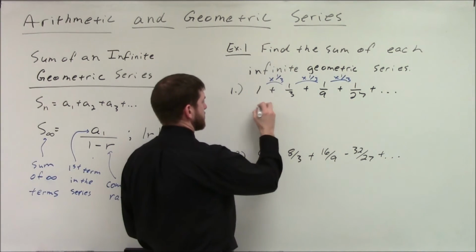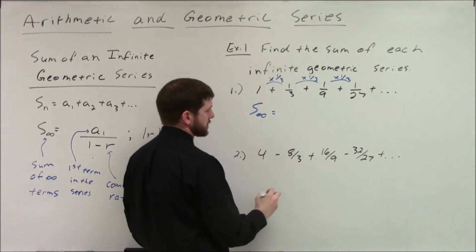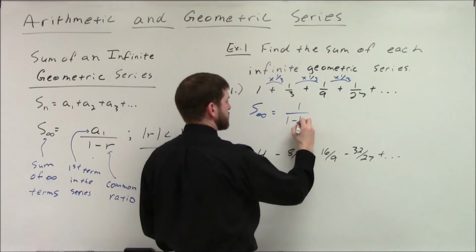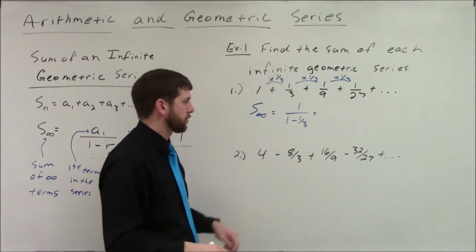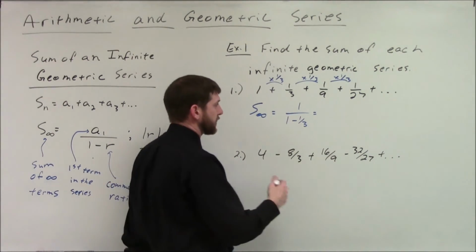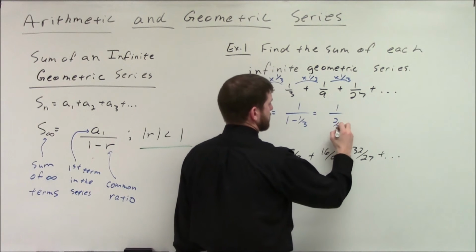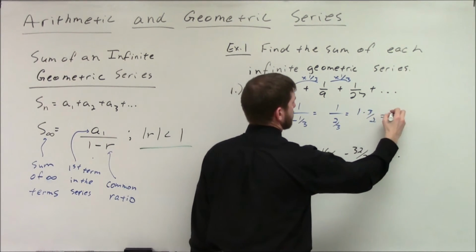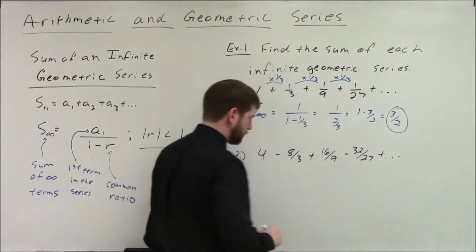And now we can say the sum of infinite terms is equal to A1, the first term, over 1 minus that common ratio, which is 1/3. And then do the arithmetic. You don't need the calculator on these because we've taken the exponents and all that stuff out. So it's just 1 over 2/3, which is 1 times 3/2, or 3/2. So 1.5.